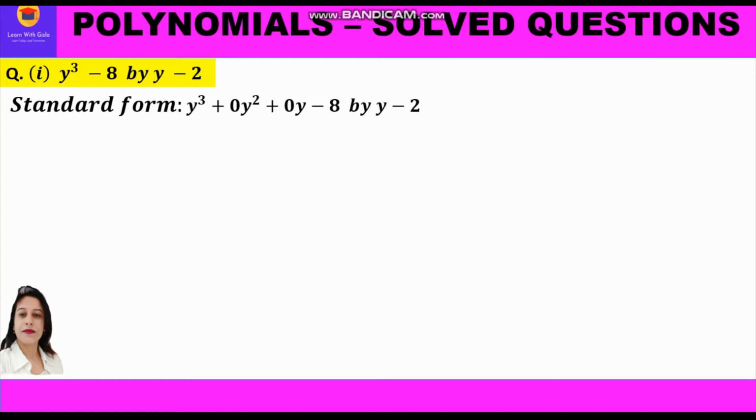So first of all, while writing in the standard form, we shall first insert 0y square plus 0y in the middle of y cube minus 8, and we shall write y cube plus 0y square plus 0y minus 8 to be divided by y minus 2. So this is our question now, and we shall set our problem. Outside we shall write the divisor, that is y minus 2, and inside we shall write the dividend, that is y cube plus 0y square plus 0y minus 8.